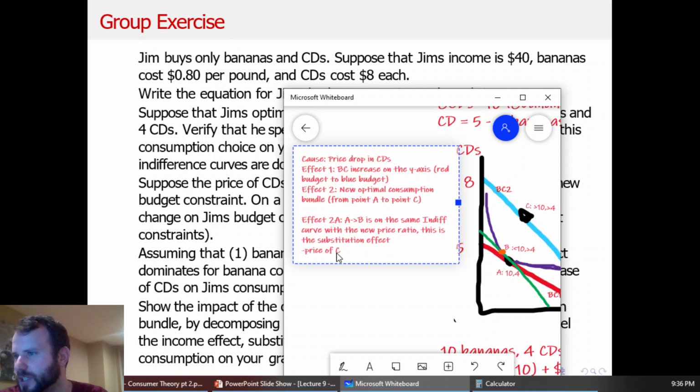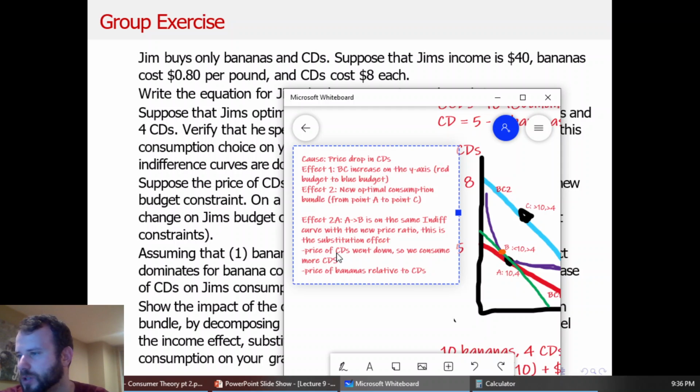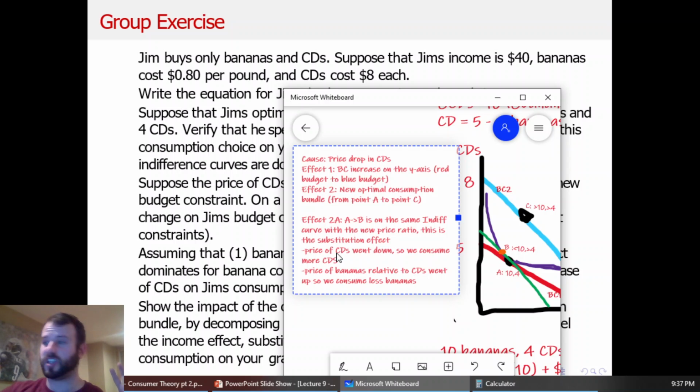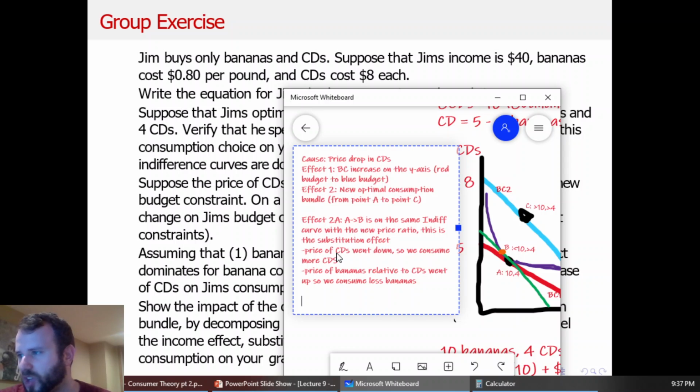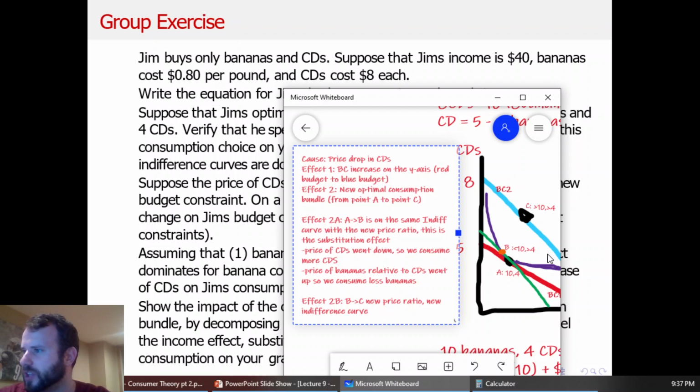So the price of CDs went down, so we consume more CDs. The price of bananas relative to CDs went up, so we consume fewer bananas. That's just the substitution effect portion of it. Then effect 2B is going from B to C, and this will be the income effect portion. So new price ratio, new indifference curve. This is moving from green to blue, basically.